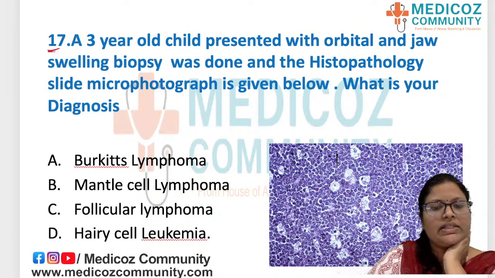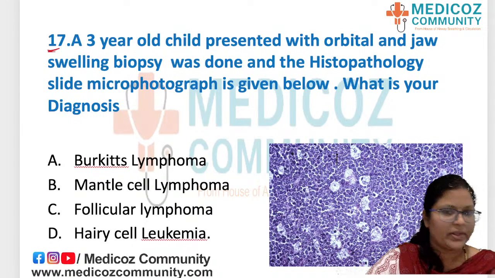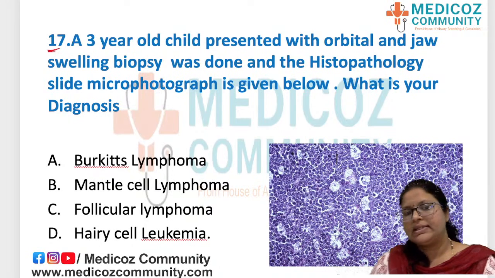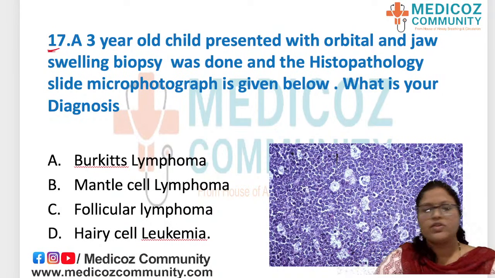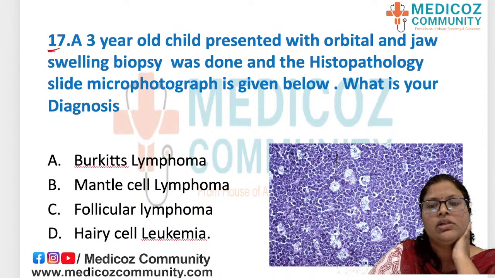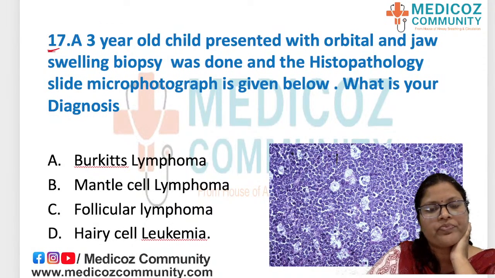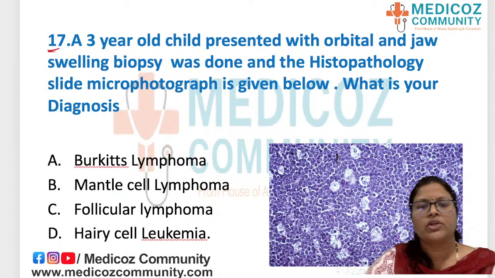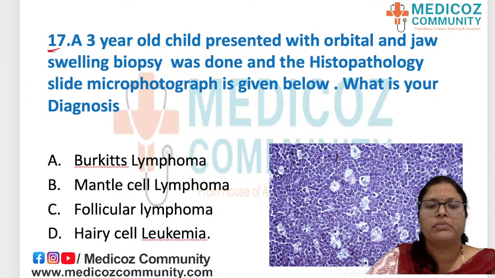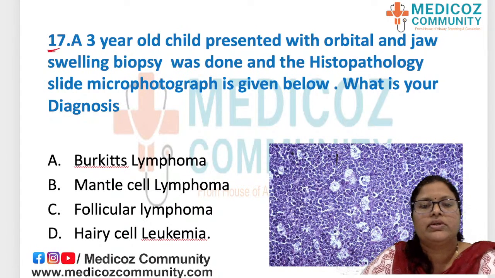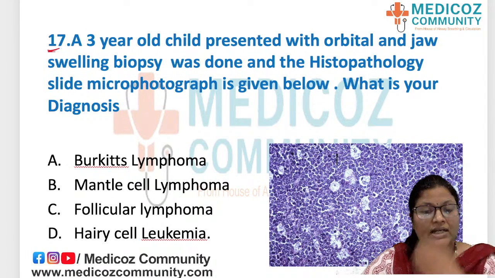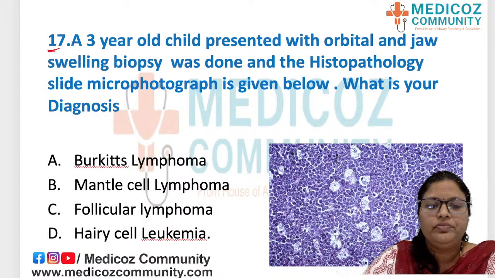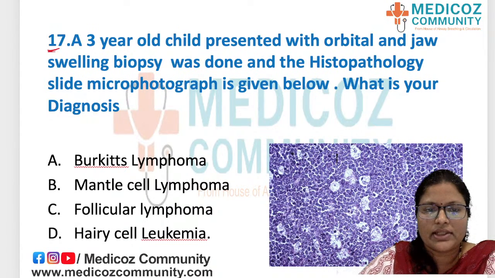Question number 17 is, a 3-year-old boy presented with orbital and jaw swelling. So this is a 3-year-old boy with an orbital and a jaw swelling. Biopsy was done, and a histopathology microphotograph is given below. What is your diagnosis? So, any answers? So the answer over here is A, Burkitt lymphoma.